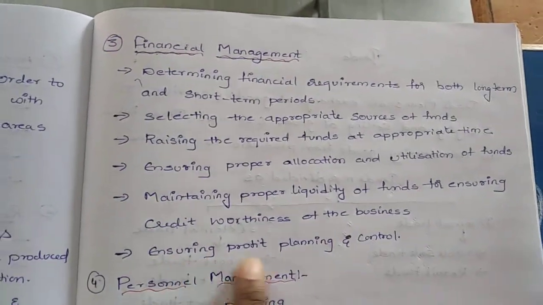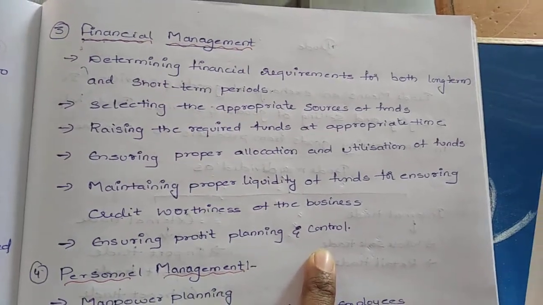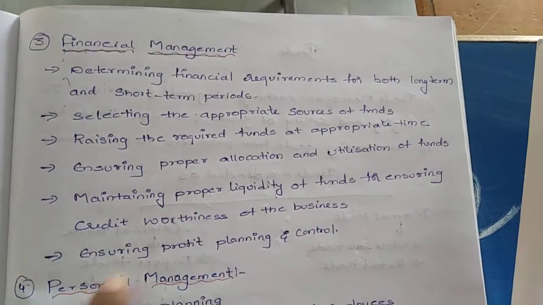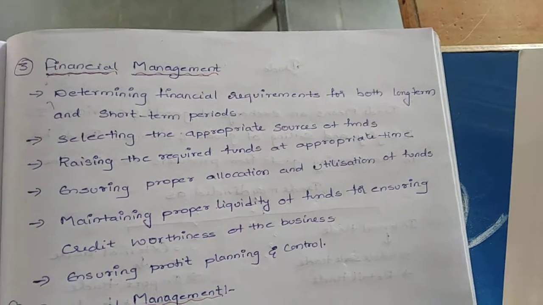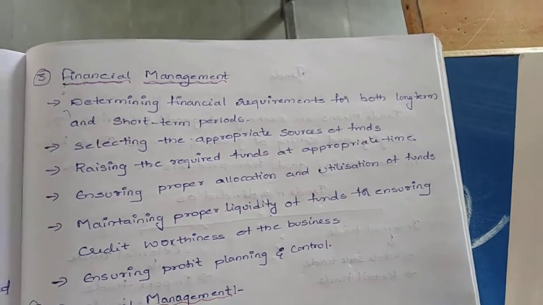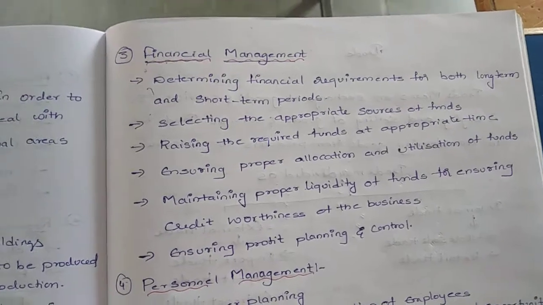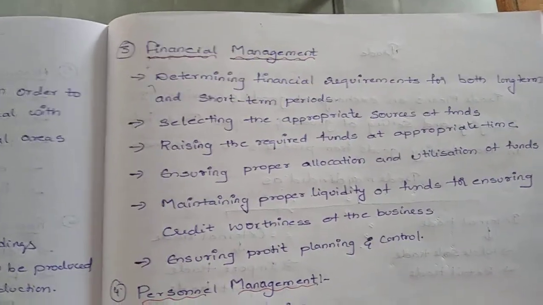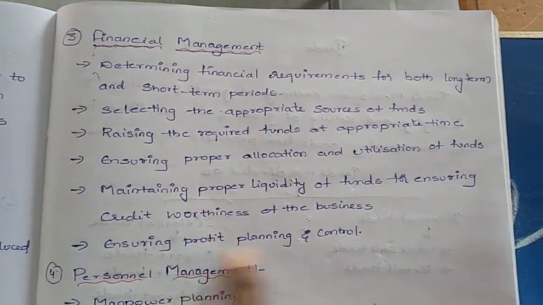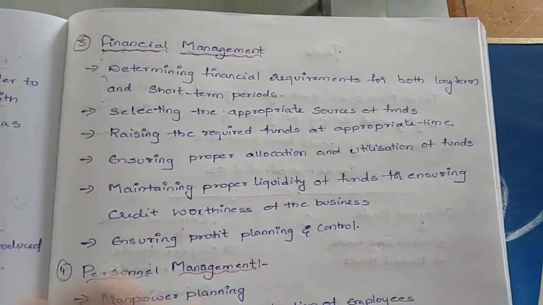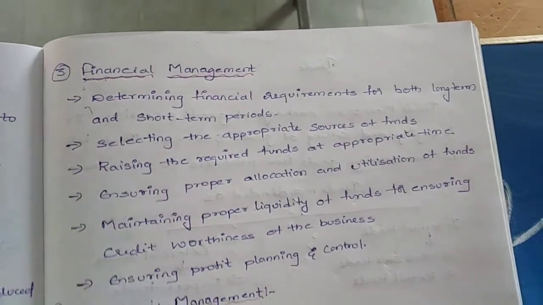Okay, next one, ensuring profit planning and control. Here they have to take care that the product which they have produced and sold in the market, they have to see that profit should be there. That is called ensuring profit planning and control. So all these things come under financial management.